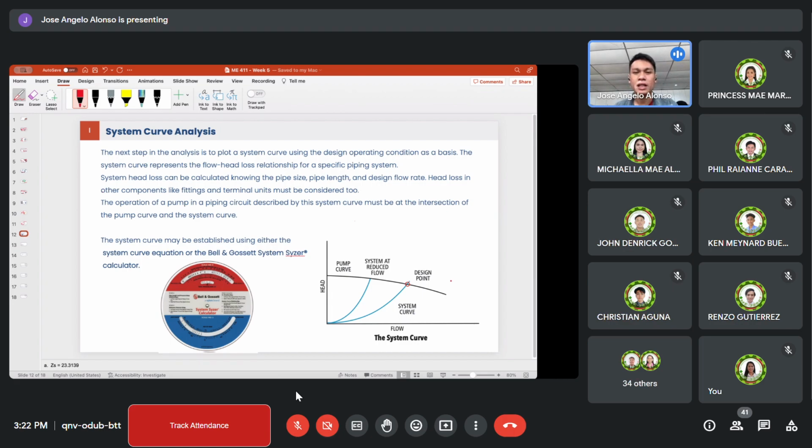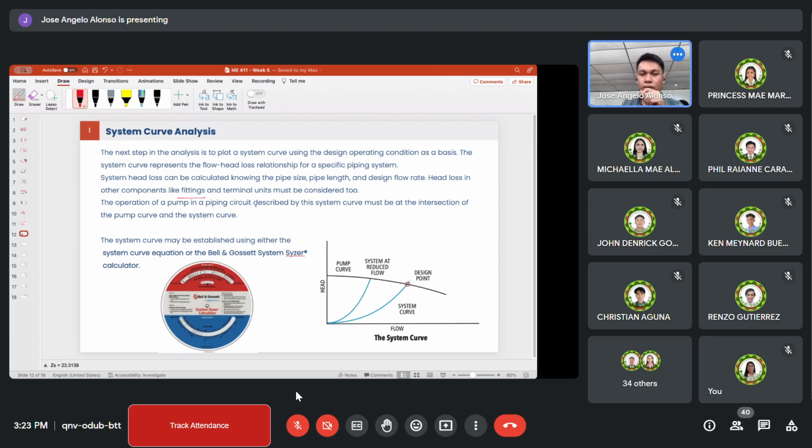The system head loss can be calculated knowing the pipe size, pipe length, design flow rate, head loss and other components like fittings and terminal units must also be considered. The operation of the pump in a piping circuit described by the system curve must be at the intersection of the pump curve and the system curve. So head losses natin dito is hindi lang yung friction losses, kasama na dito yung lahat ng losses na meron sa system.